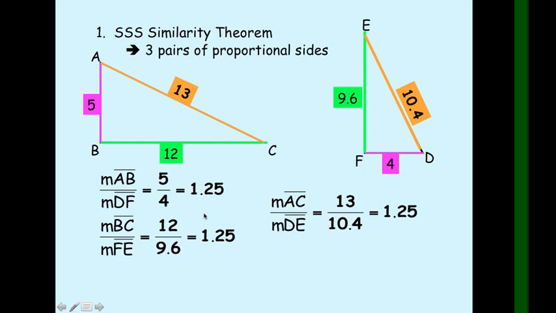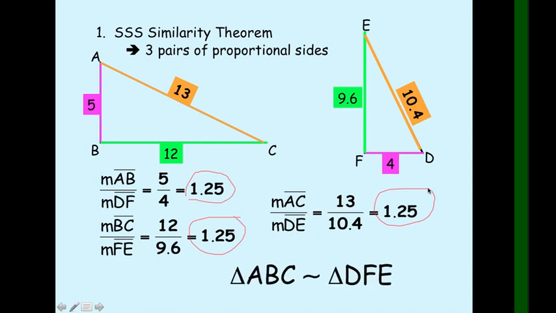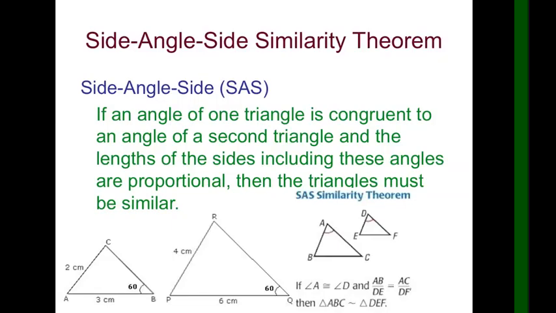So, dito sa ating solving, napatunayan natin that the ratio of AB over DF is equal to the ratio of BC over FE, and it's equal to the ratio of AC over DE, which is 1.25, 1.25, and 1.25. Therefore, we can conclude that triangle ABC is similar to triangle DFE. Is that clear? Now let's have this side angle side similarity theorem.